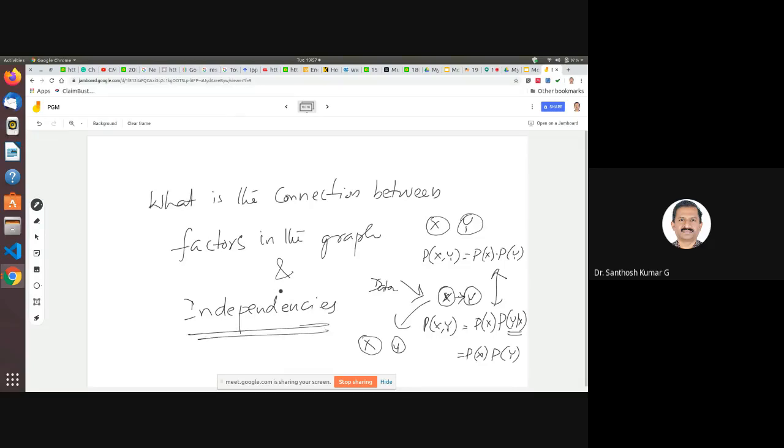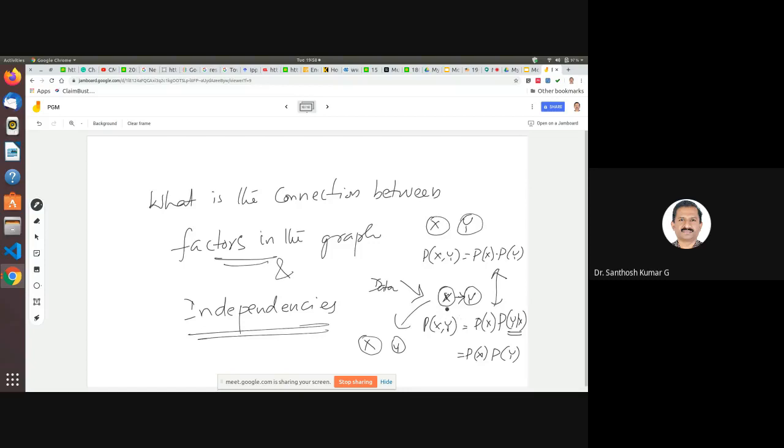Independency statements. So we can always connect the factors in the graph. Factors we have seen, at least with the student network, we have seen how to write a joint distribution in terms of factors, right? And now next we are going to connect it with the independency statements given by the graph, right? So this is a simple graph consisting of two nodes, right? And by looking at this, I can say that these are independent of each other, right? So if they are independent, I must be able to write the joint as p of x multiplied by p of y because they are independent, right?